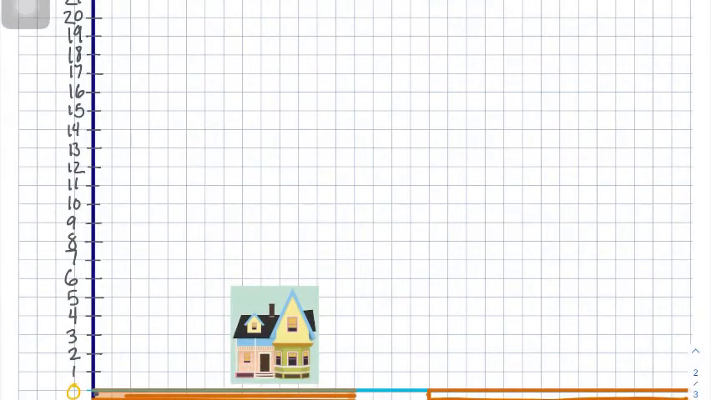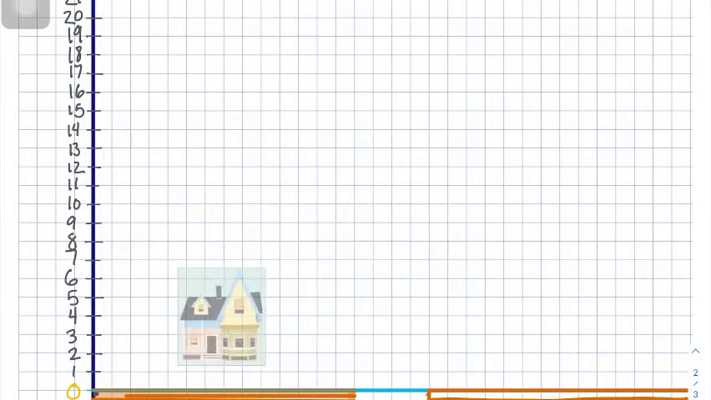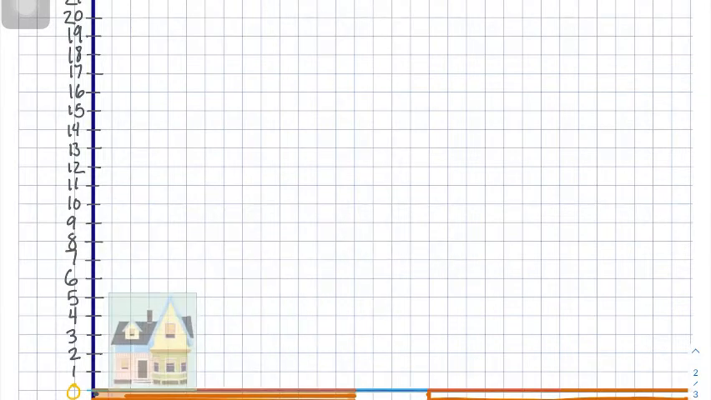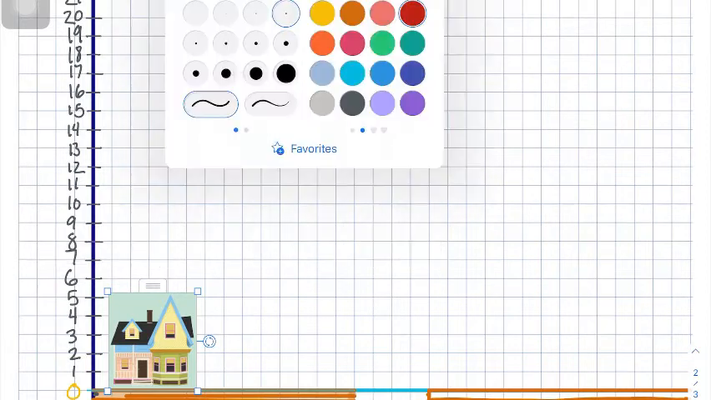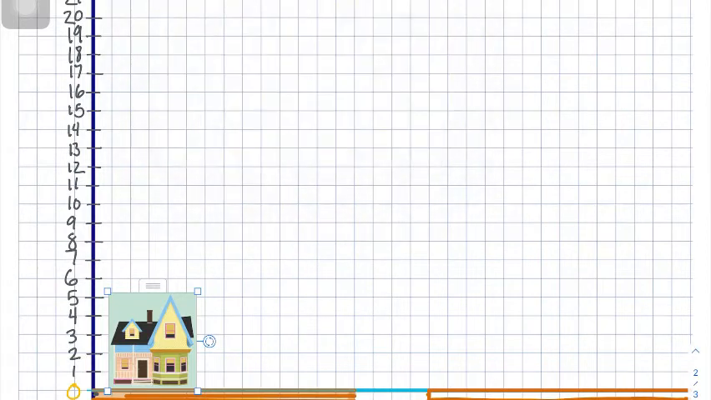So let's look at how that really works. If I am the Up house, here's the Up house, and it can just move around. Right now, it's sitting right here at the top of Paradise Falls, and let's say that it tries to fly off. And so right now it is sitting at zero height.